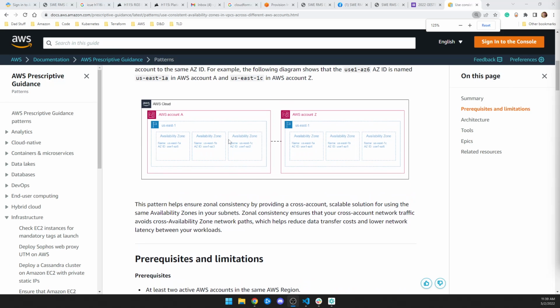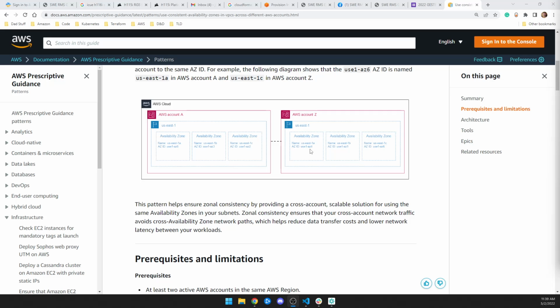So that doesn't work. So you have AWS account A and AWS account Z, and they're both in the same region. You've got US East 1 Northern Virginia here, and we see that they're using availability zone A, B, and C in this account, and they're using A, B, and C in this other account. But if you look at the availability zone ID, you'll see that this says US East 1 AZ6 for availability zone 1A. And 1A over here has an availability zone ID of US East 1 AZ4. So this is actually a completely different resource within that region.